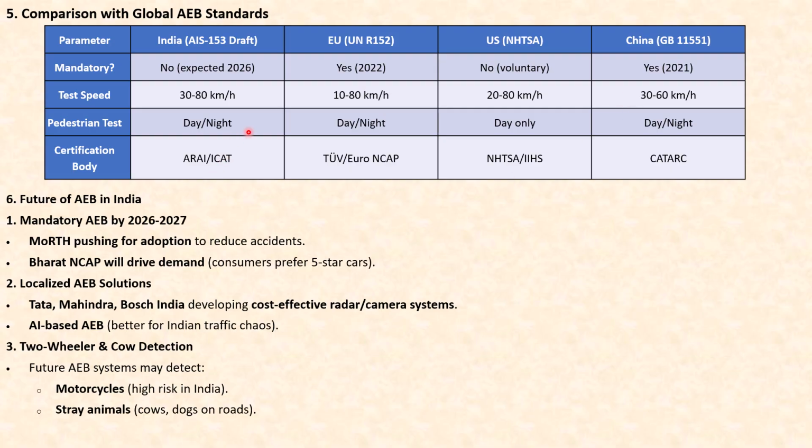And pedestrian test: day and night, day and night, day only. In US, it is day only. In Europe, it is both day and night, and China also it is both day and night. Now, when it comes to certification body, the certification body is ARAI or ICAT, and in Europe it is TUV or Euro NCAP, in US it is NHTSA or IIHS, and in China the certification body is CATARC.